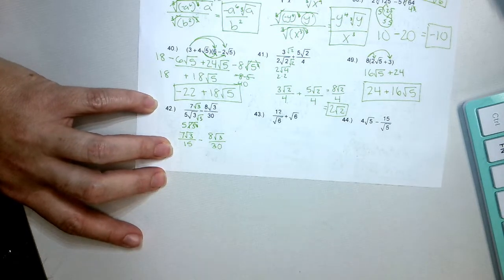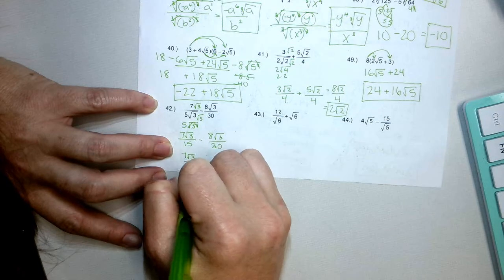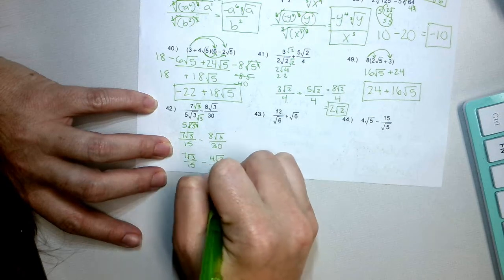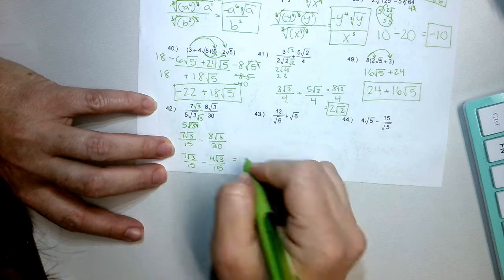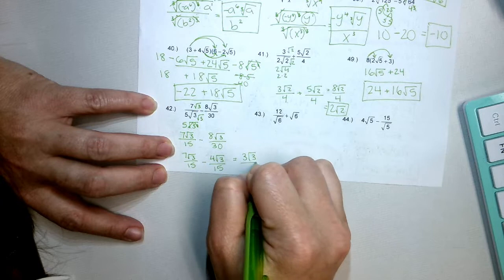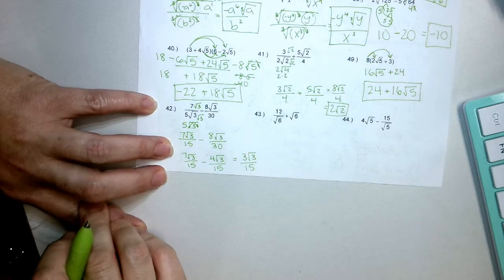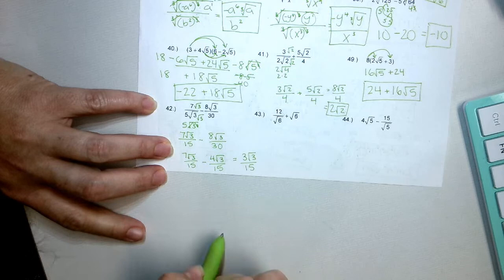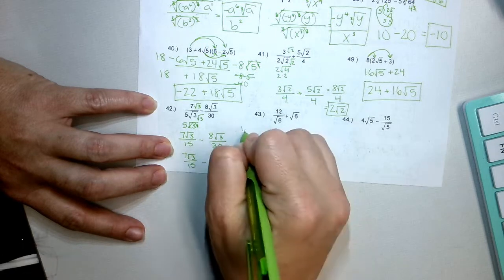Okay, so I'll simplify this. I get 7 root 3 over 15 minus 4 root 3 over 15. What's 7 minus 4? 3 root 3 over 15. Does 3 over 15 simplify? How many times does 3 go into 15? 5 times. So this becomes 1 root 3 over 5.